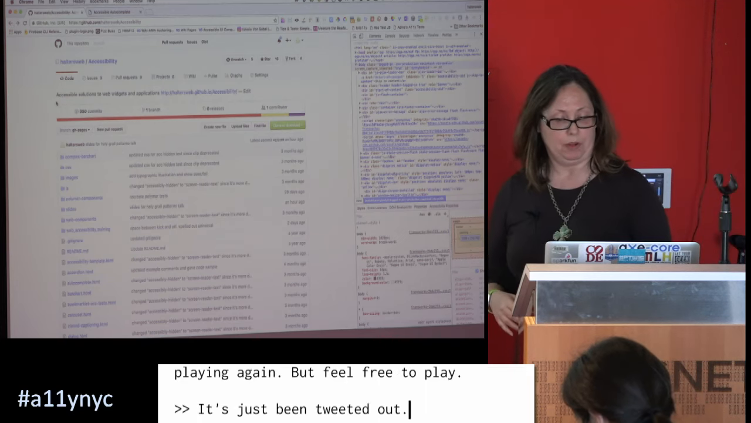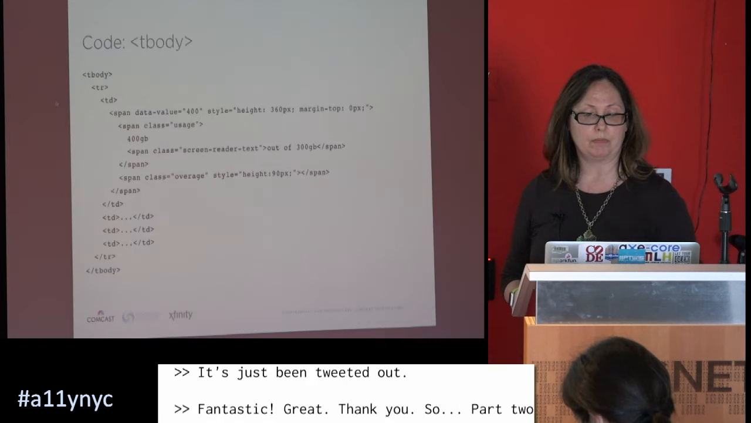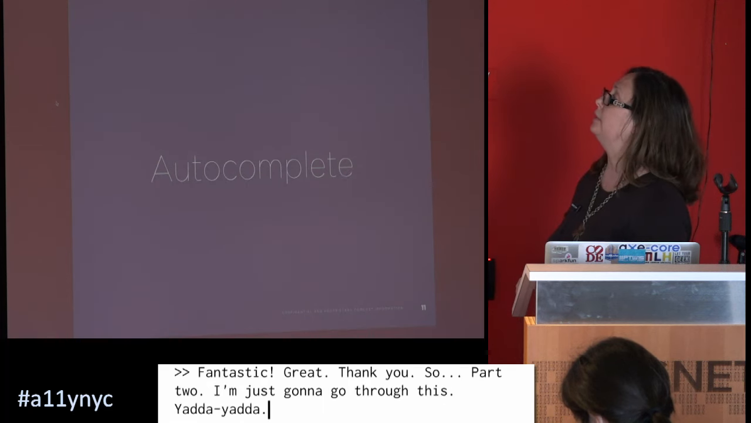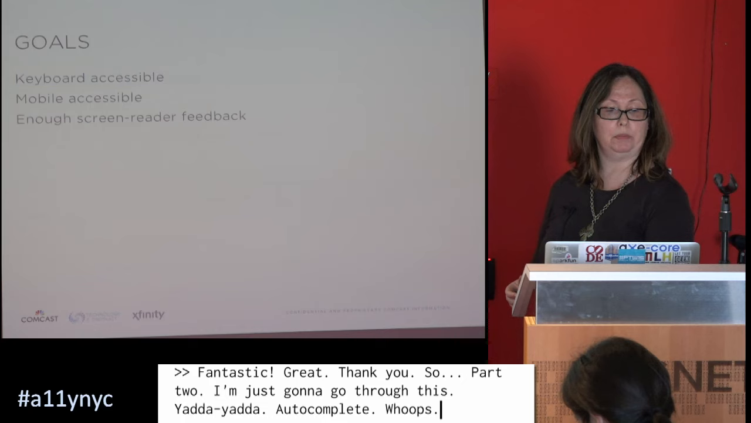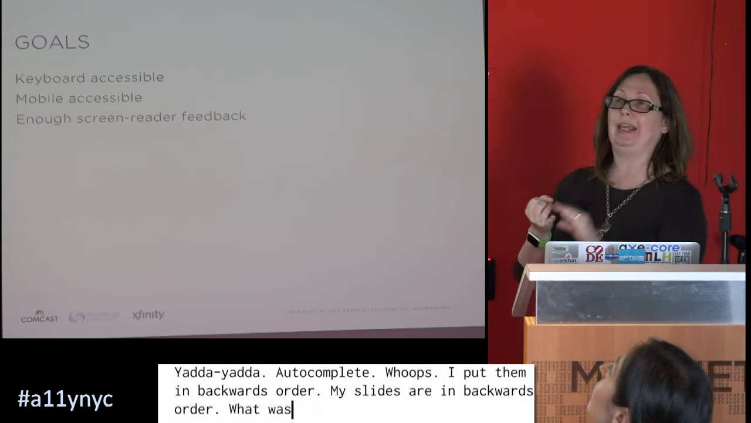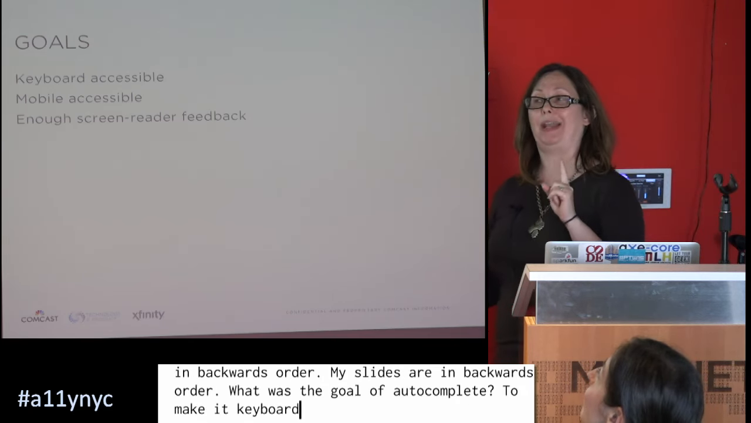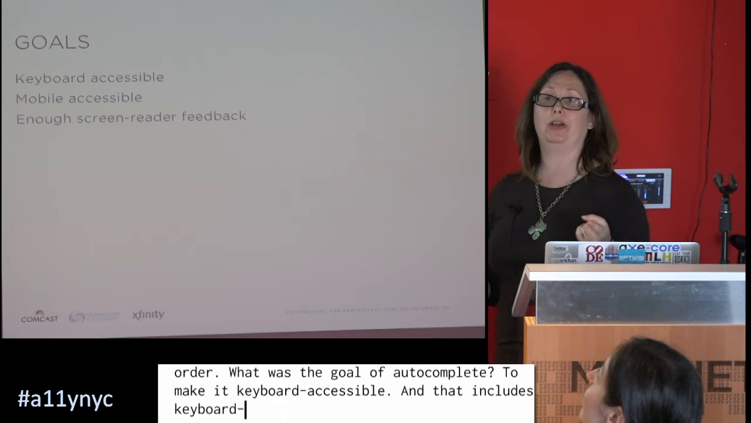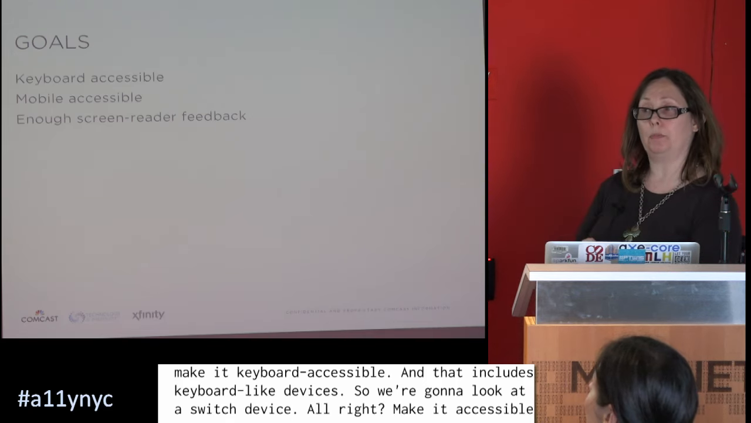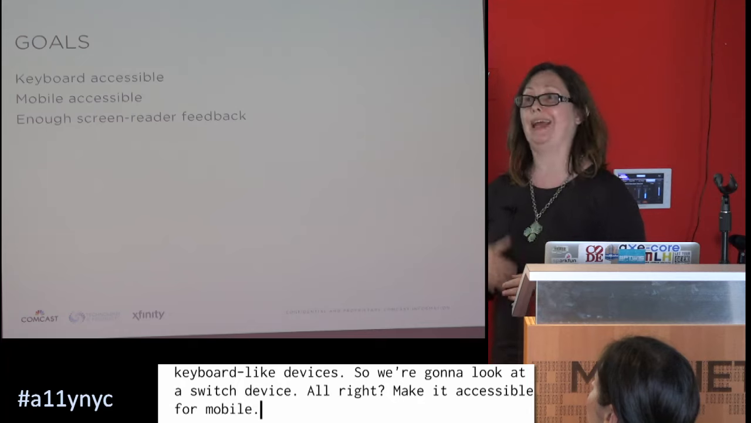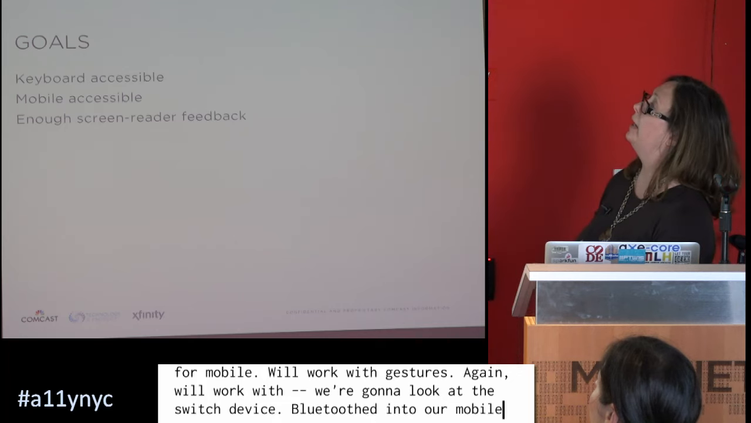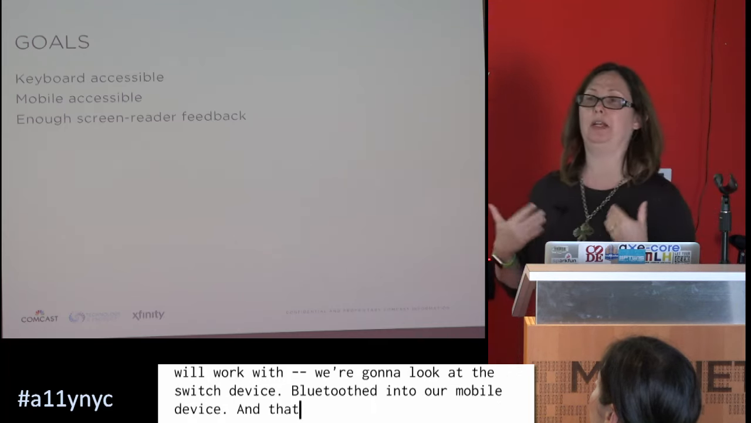All right, so part 2. We're just going to go through this. Autocomplete. Whoops. I put them in backwards order. Here, my slides are in backwards order. What was the goal of autocomplete? To make it keyboard accessible, and that includes keyboard-like devices. So we're going to look at a switch device. All right? Make it accessible for modal. We'll work with gestures. Again, we're going to look at the switch device, Bluetooth into our mobile device, and that there's enough screen reader feedback.